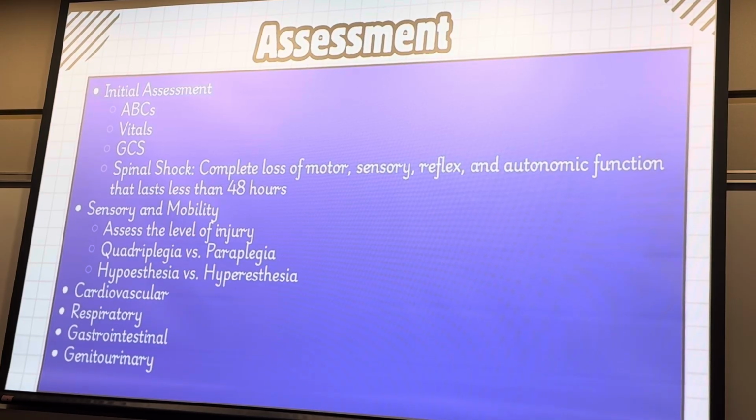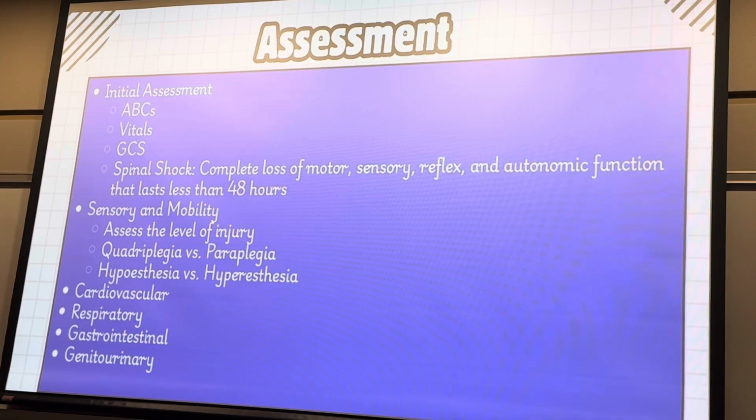Going further in my initial assessment, I also have that spinal shock, very similar to a neurogenic shock. But I have a complete loss of my motor function, so my movement, my ability to move my upper extremities, my lower extremities, my sensory perception, being able to feel different things. So if I'm touching my patient's legs, he may or may not be able to feel that. Those deep tendon reflexes, I may lose those.